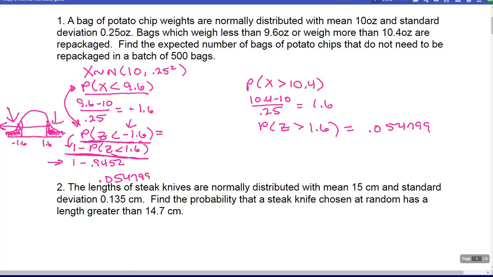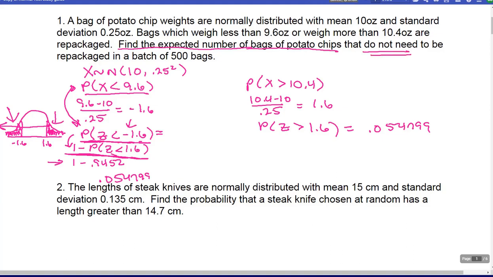So yeah, this was the part where I was confused. After doing that, that's where I kind of got stuck. All right, so here's the thing. Here's what they want us to find. They want us to find the expected number of bags of chips that do not need to be repackaged.